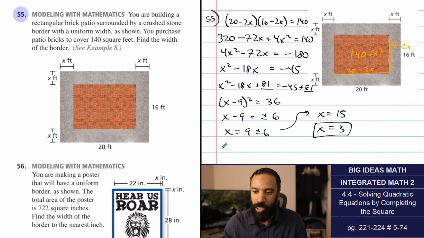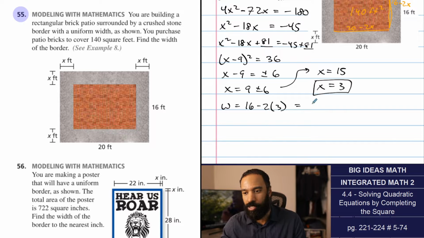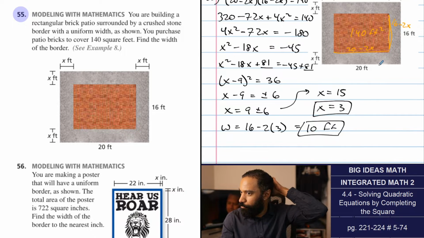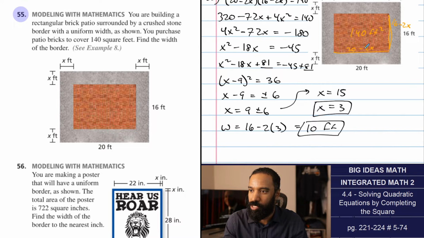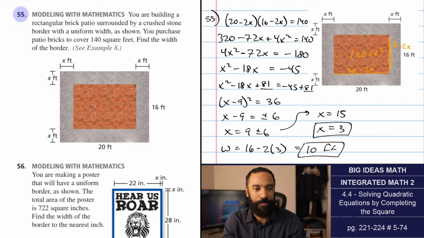So when it comes to the width, it's going to be 16 minus 2 times 3. See, if I had 15, 16 minus 30 would give me a negative number. 16 minus this works out just fine. So the width is 10 feet. To confirm everything works out, 20 minus 6 would be 14, and 14 times 10 is indeed the 140 that we would have gotten. So there's a 10-foot width on that one.